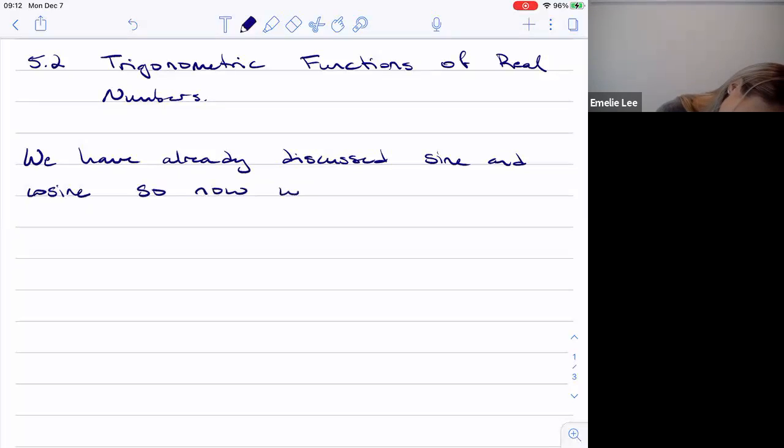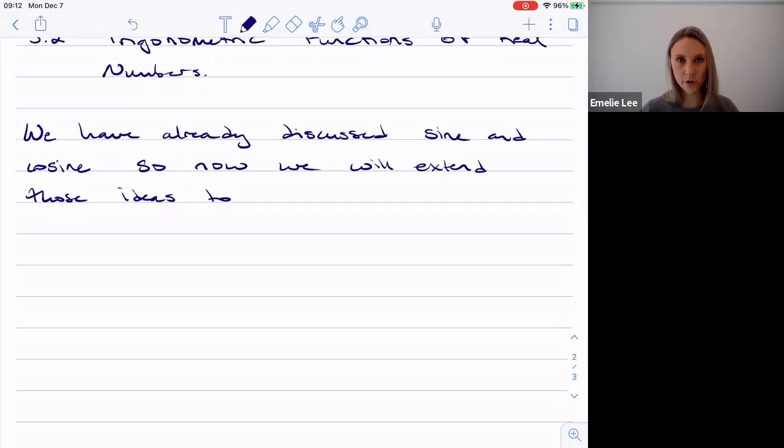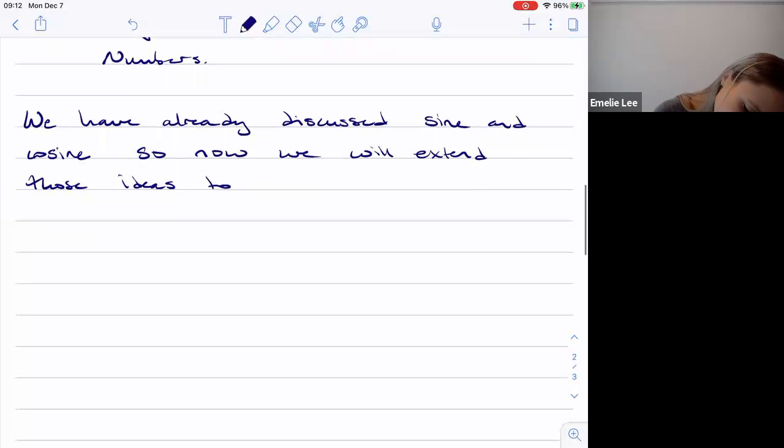So now we're going to extend that to some other trig functions. So now we will extend those ideas to the other trig functions. And there are some other ones, but these are kind of our mainstays. So to the other trigonometric functions.